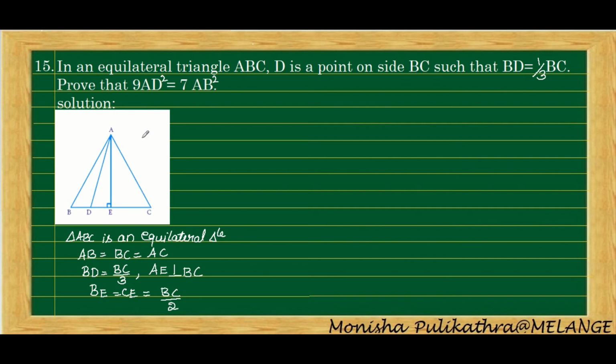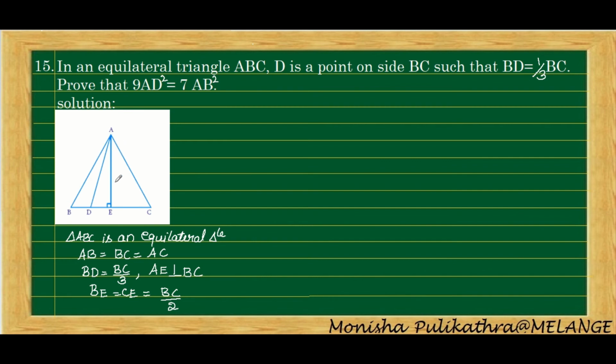So these are the data. That is ABC is an equilateral triangle. Equilateral triangle means all sides will be equal. So AB, AC and BC are equal to each other. Where in the question they have given BD is equal to 1/3 of BC, that is BC by 3. Next, AE is perpendicular to BC. If AE is perpendicular, it cuts the triangle into two equal halves, right? So BE and CE are half of BC, that is BC by 2. So this much we have to write first.